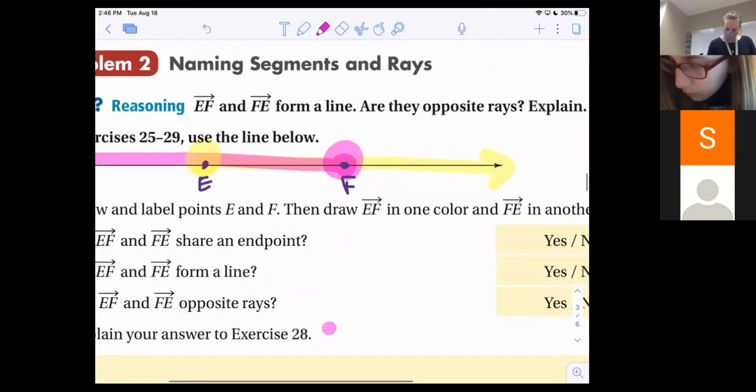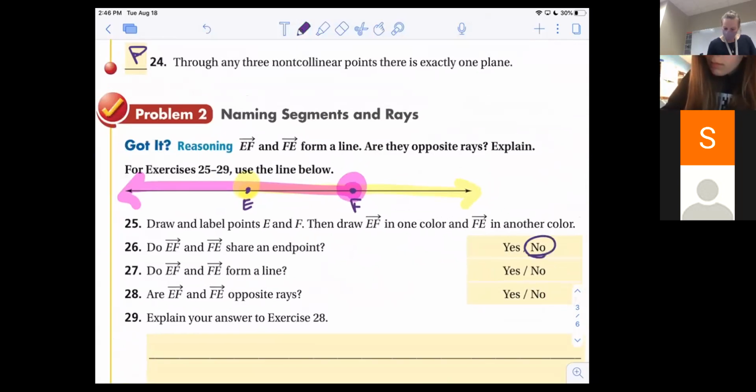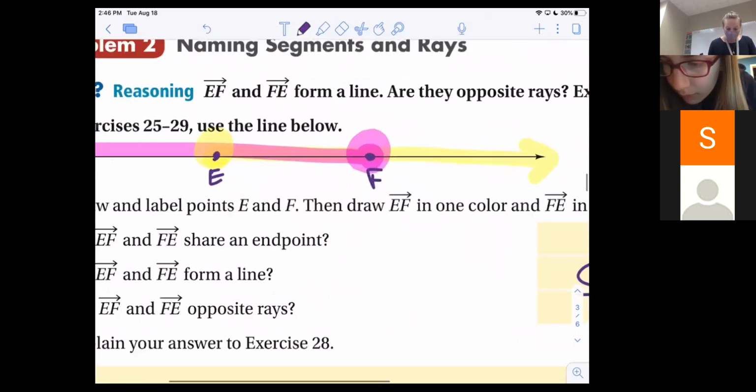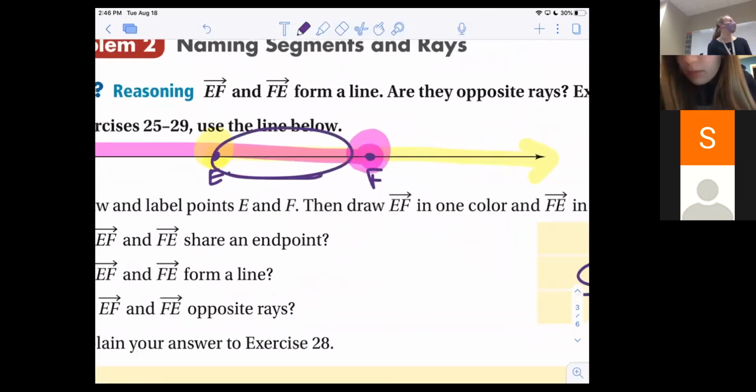So number 1 says, do they share an endpoint? That's a no. Do they form a line? That's a yes, but that's not enough reason for them to be opposite rays. So they are not opposite rays. They also have a big overlap. Do you see that everything in between E and F is an overlap? That's the problem. It can only be 1 point. It can't be all of those points all together.